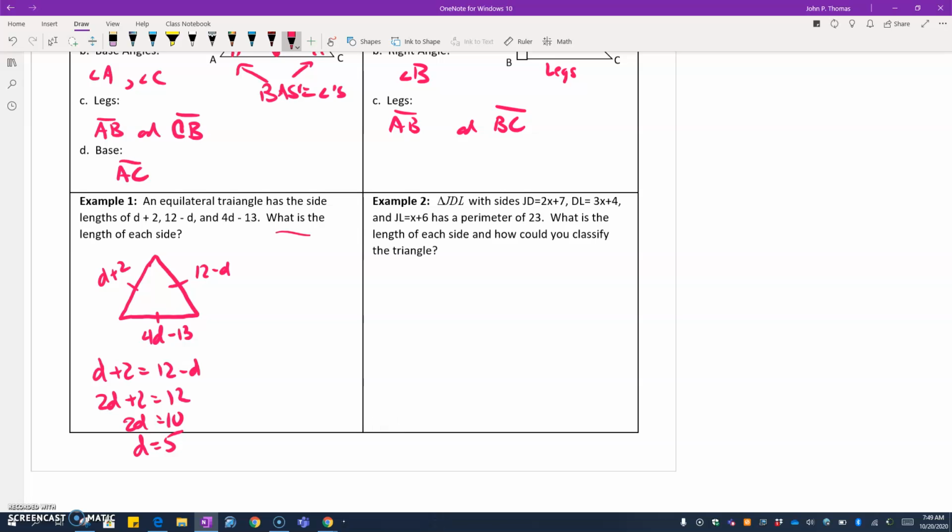All right, it said what is the length of the side, though, so we need to take that 5 and plug it back in. And d minus 2, that would be a 7. 12 minus d, that would be a 7 as well. And 4d minus 13 would be a 7 as well.